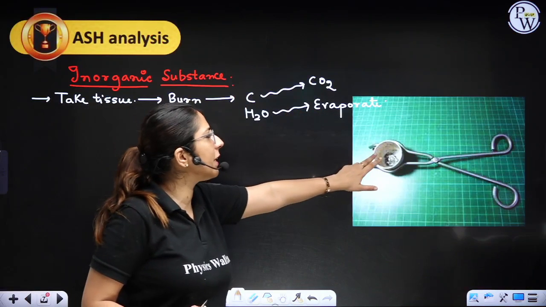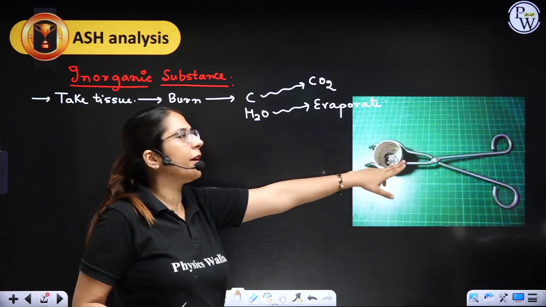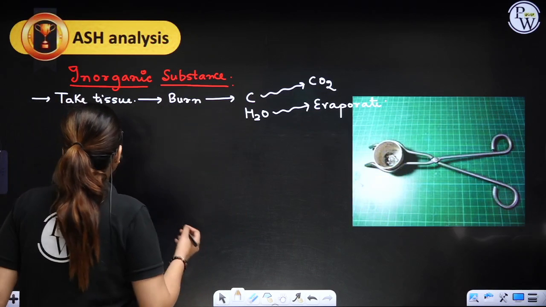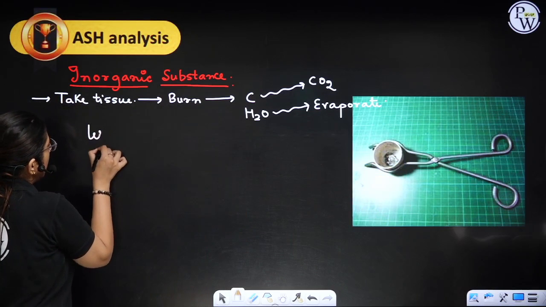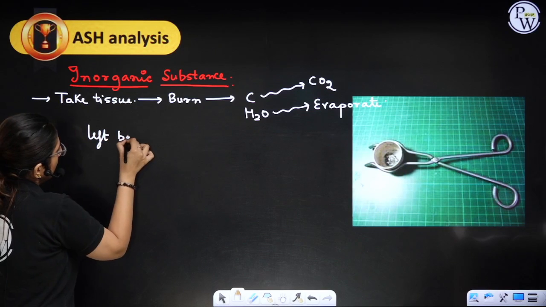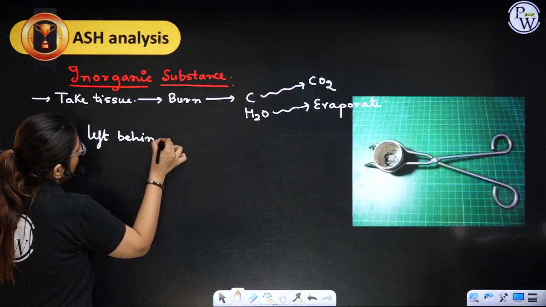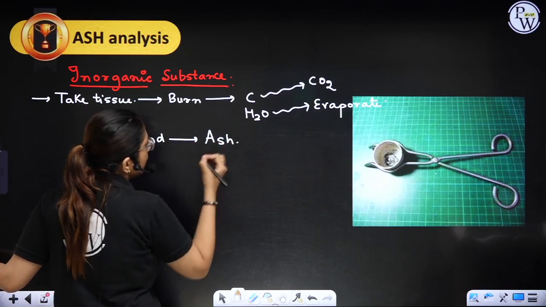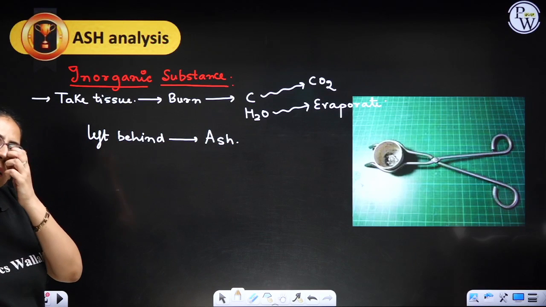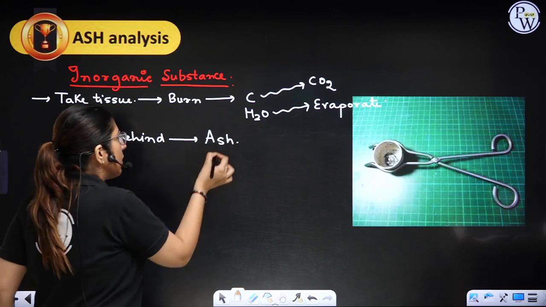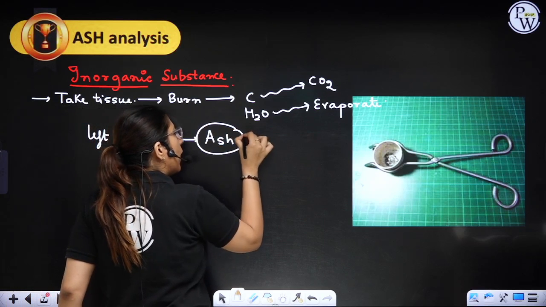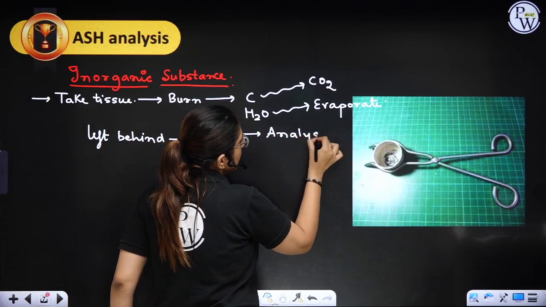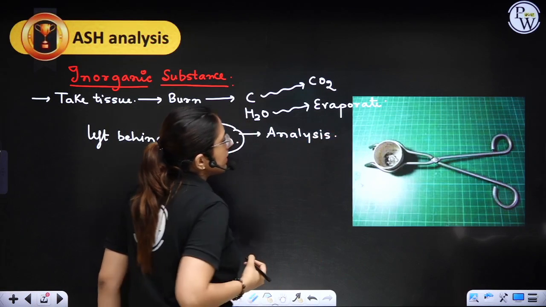This is how we keep the tissue over here, and with the help of a tongs we hold it, and then we are going to burn it. Whatever is left behind will be termed as ash. Now this ash will be analyzed, and this analysis is important.